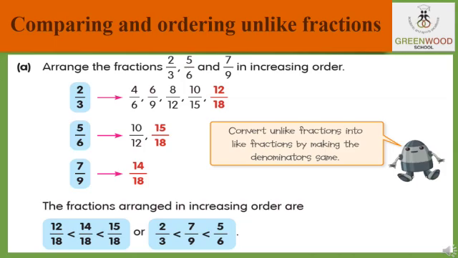And 2 by 3 will multiply with 6 to get the fraction 12 by 18. So the fractions arranged in increasing order are 12 by 18 is less than 14 by 18 is less than 15 by 18, because now they become like fractions as they have the same denominators. This can also be written as 2 by 3 is less than 7 by 9, which is less than 5 by 6.